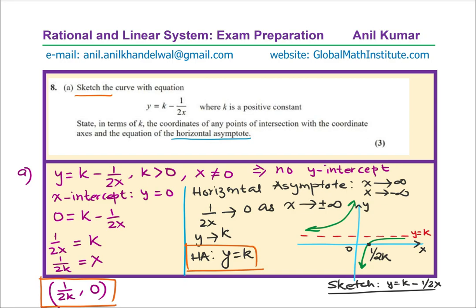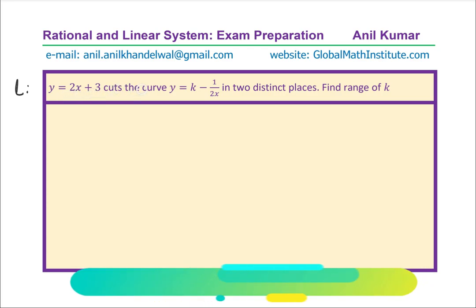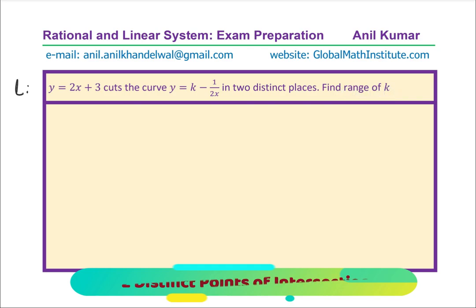Now let's look into part B, in which we're talking about a line L, which is given by the equation y equals 2x plus 3. And it cuts the curve y equals k minus 1 over 2x in two distinct places. Find the range of k. Now, how should we do this particular part?